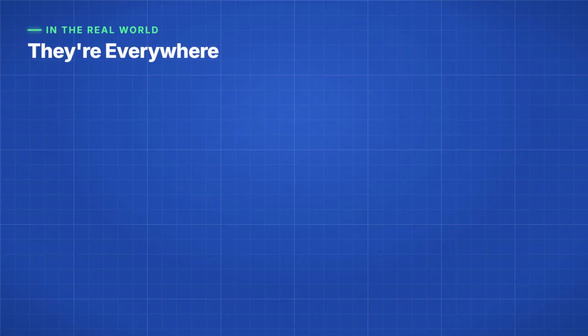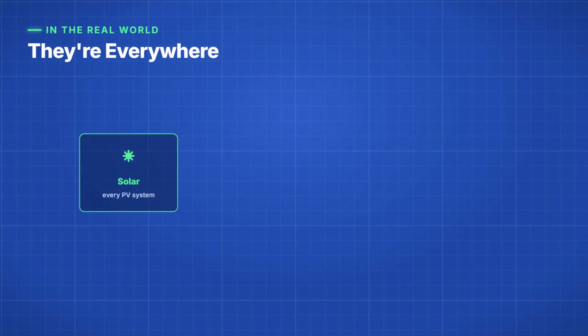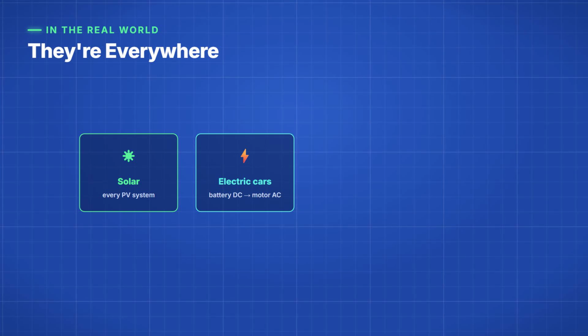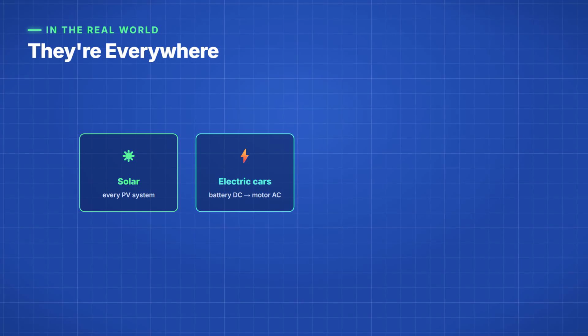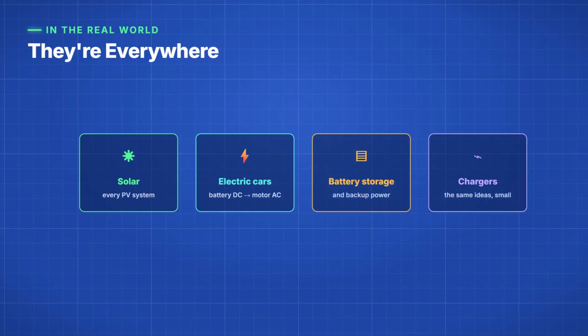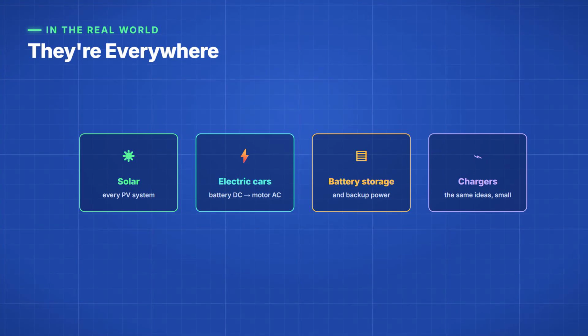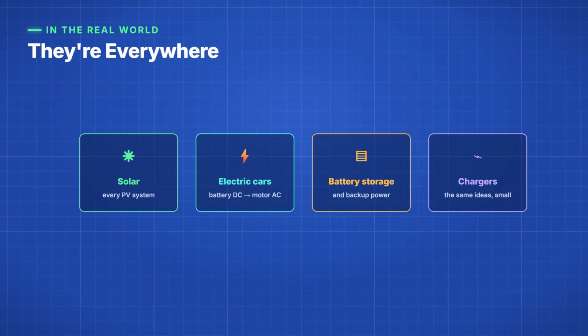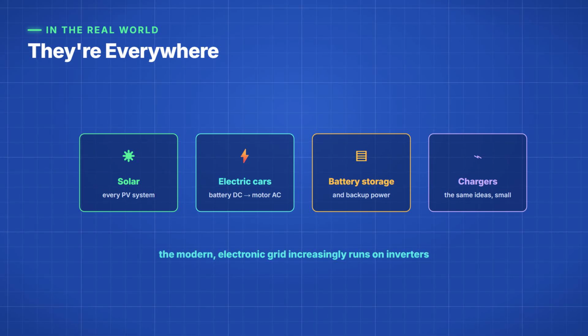Once you know what an inverter does, you start seeing them everywhere. Every solar installation has one. Electric cars are built around a powerful inverter, turning battery DC into the alternating current their motors need, and controlling speed at the same time. Battery storage systems and backup power supplies rely on them. Even small device chargers use the same ideas. The modern electronic grid increasingly runs on inverters.